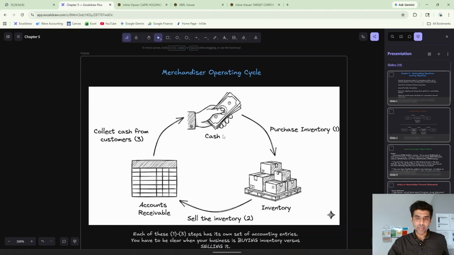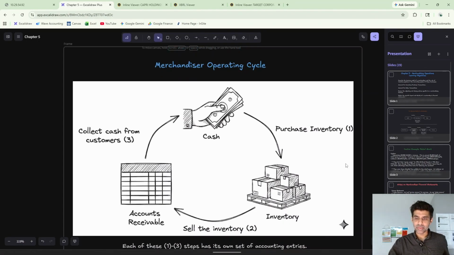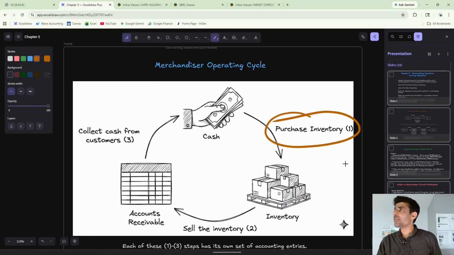Okay, so this is the basic operating cycle. Each of these we're going to cover separately because they each are accounted for a little differently. So this first one is the purchase of inventory. We're going to start with that, but I'll just walk through what happens.